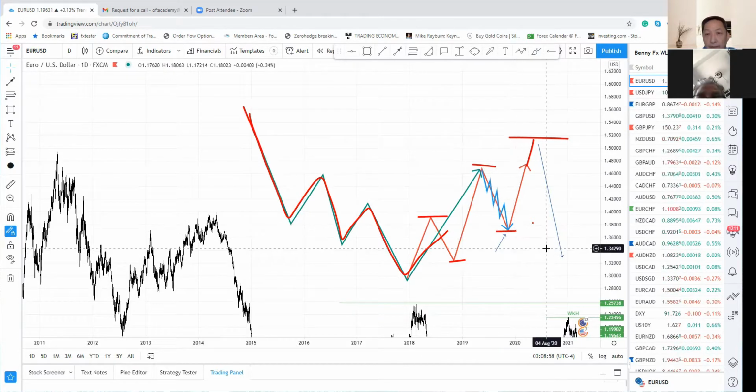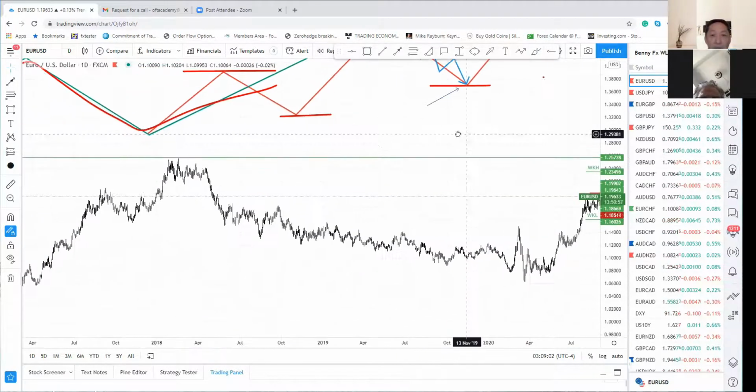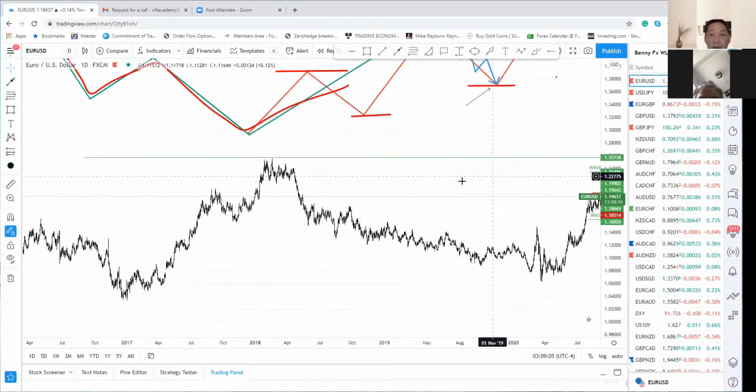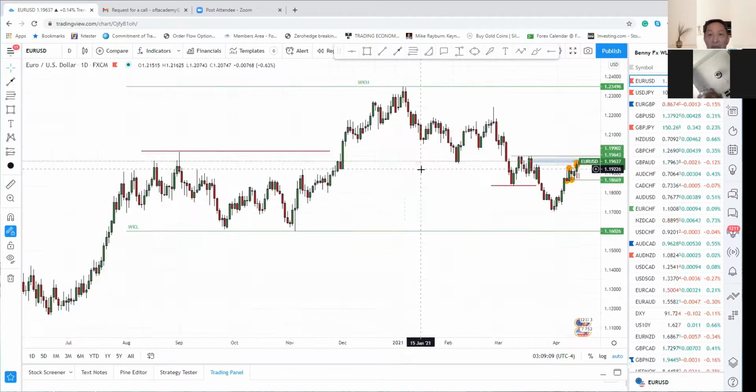What is that software you're using? What software is that? So this is TradingView. TradingView? Is that available to anyone for free? It's free, yes. TradingView.